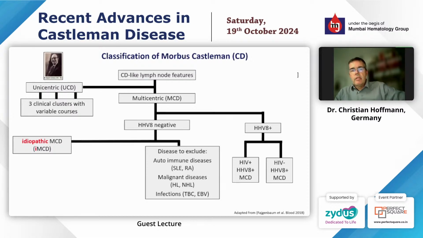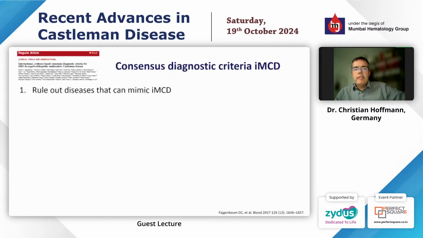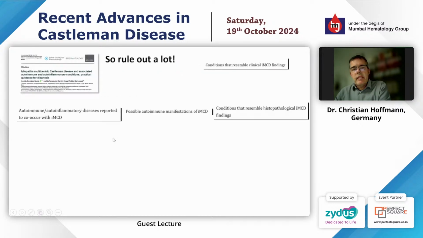CD. We have to exclude several diseases that may mimic multicentric Castleman. It's very important, and there have been consensus criteria for idiopathic Castleman. The first step is to rule out diseases that can mimic IMCD, and I can tell you, you have to rule out a lot of diseases, because there are so many autoimmune or autoinflammatory diseases reported to co-occur with IMCD.